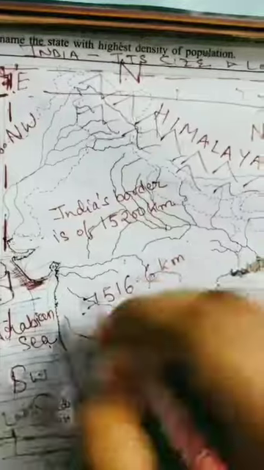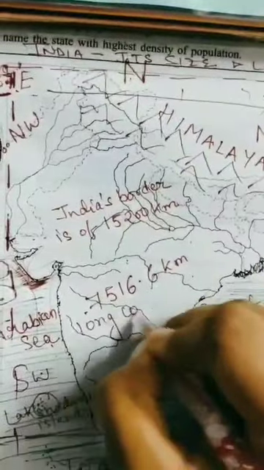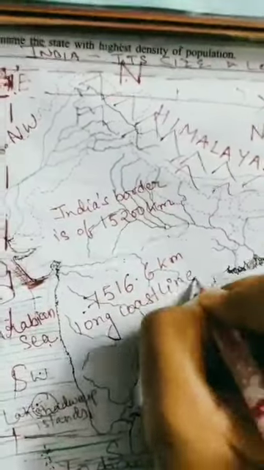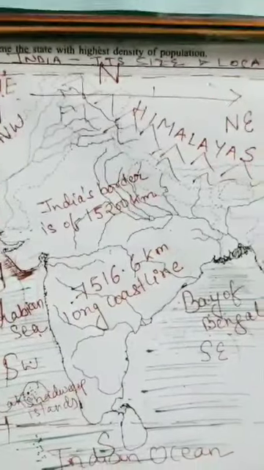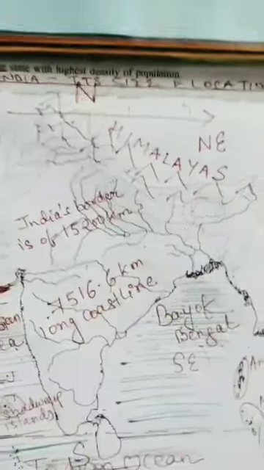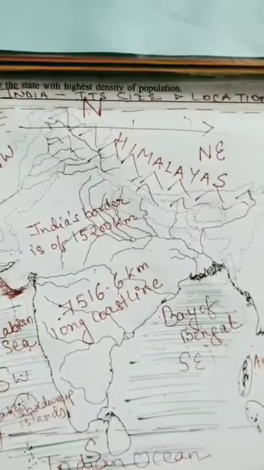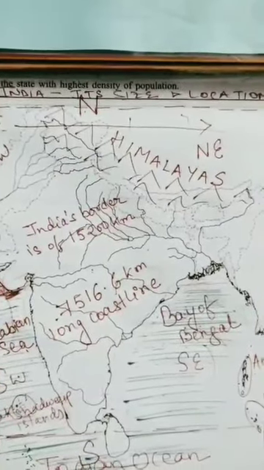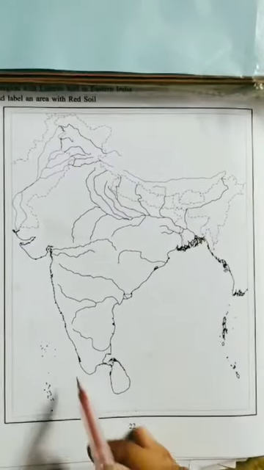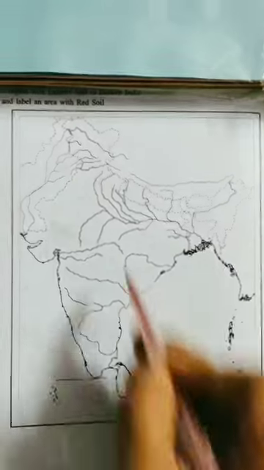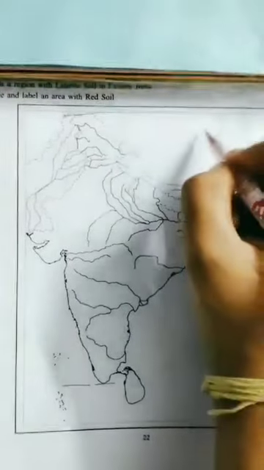India has a 7516.6 kilometer long coastline. Okay, clear now? Now let us check another important point. Another very important fact. Now, as we have seen, what was the latitudinal difference?